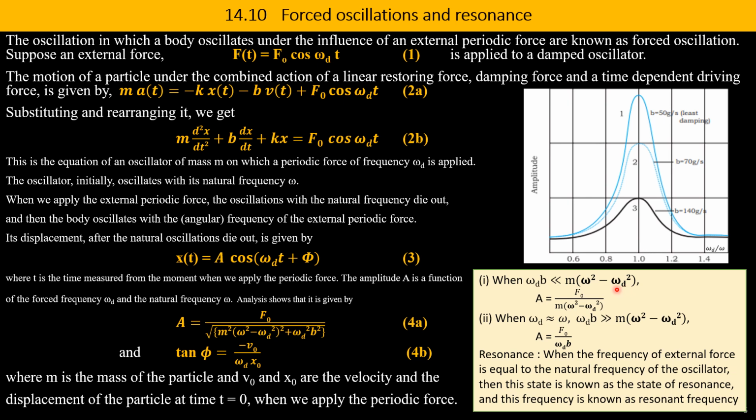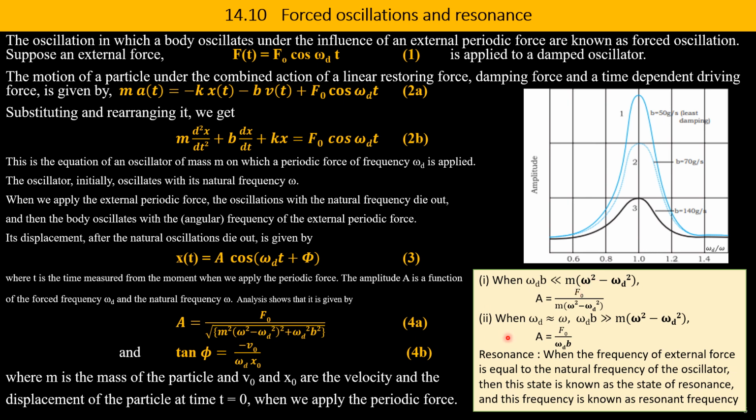These conditions are written once again in the insert box. When omega d into b is far less than m into omega squared minus omega d squared, then A is given by F naught over m into omega squared minus omega d squared. That is, you reject the value of omega d into b. If you reject this, you will get this value.